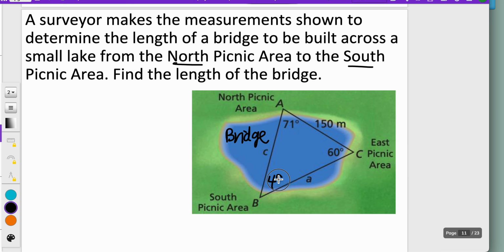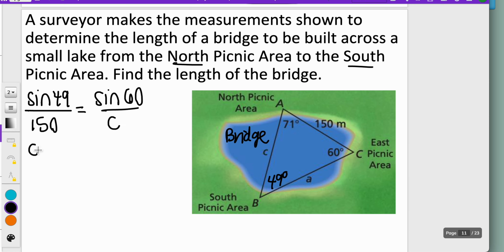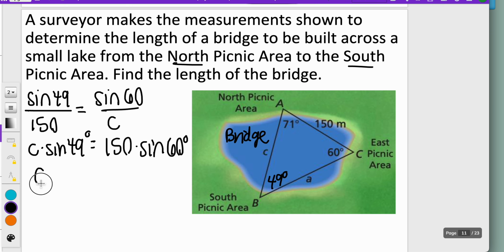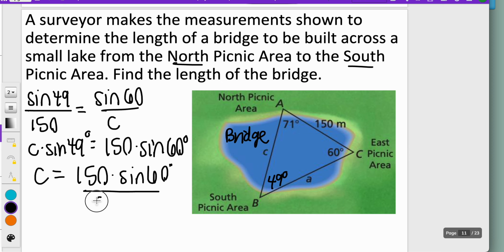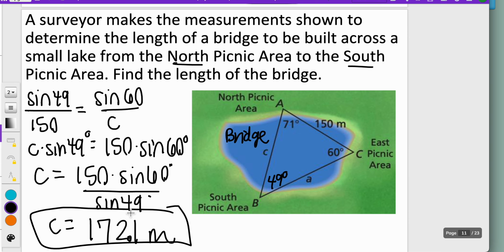I'm going to get 49 degrees, because what I can do now is take the sine of 49 over 150 meters and set that equal to the sine of 60, which is across from where the bridge goes. Okay, so C times the sine of 49 is equal to 150 times the sine of 60 degrees. Isolating C, I'm going to have 150 times the sine of 60 degrees over the sine of 49 degrees, and that's going to round up to 172.1 meters. That looks weird.